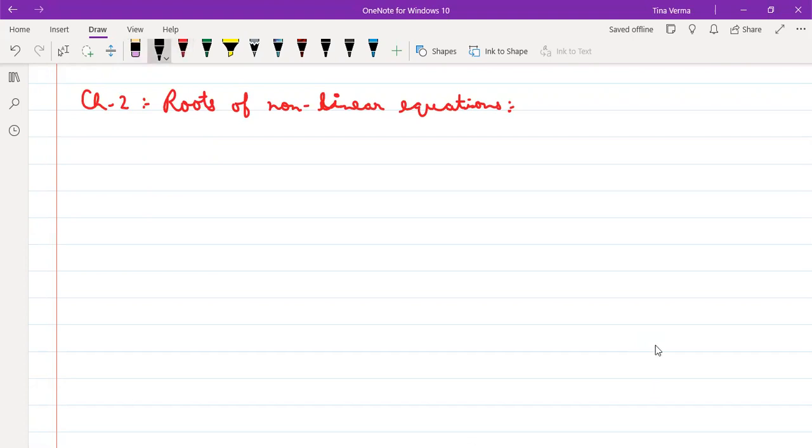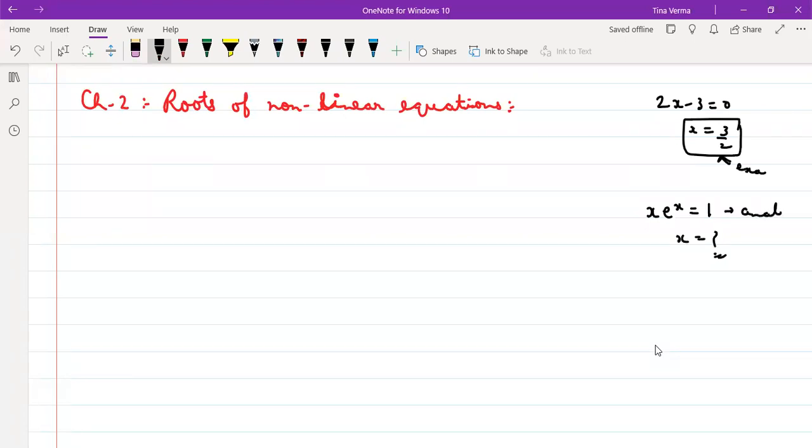Because if we have any linear equation like 2x minus 3 is equal to 0, x is equal to 3 by 2, and the solution can be easily obtained. This is your analytic solution and this is the exact solution. But sometimes when the equations become non-linear, that include transcendental functions, sin x, cos x, log x, like if I have x e raised to the power x is equal to 1, and I have to check which value of x satisfies this value, it is not easy to find the analytic solution in this case.